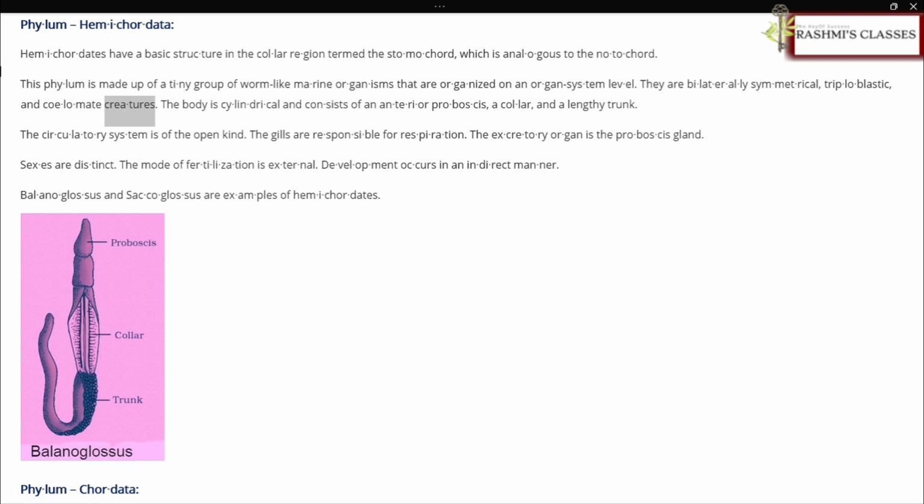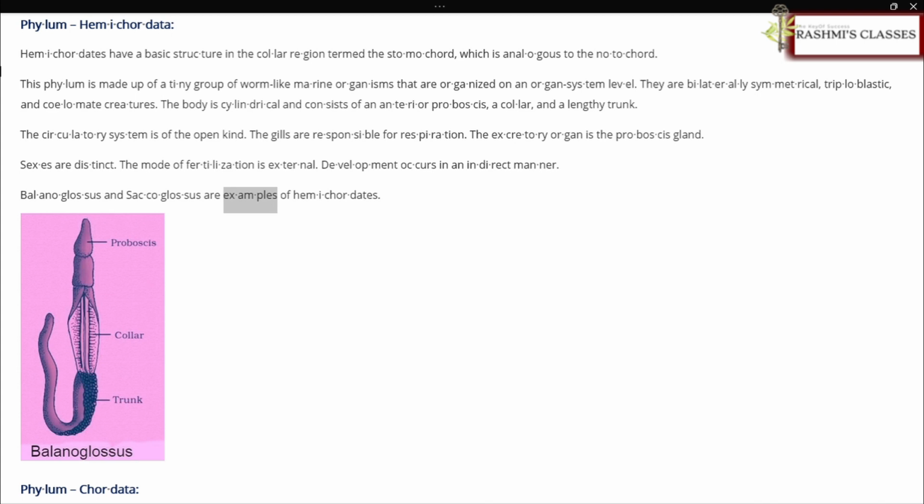The body is cylindrical and consists of an anterior proboscis, a collar, and a lengthy trunk. The circulatory system is of the open kind. The gills are responsible for respiration. The excretory organ is the proboscis gland. Sexes are distinct. The mode of fertilization is external. Development occurs in an indirect manner. Balanoglossus and Saccoglossus are examples of hemichordates.